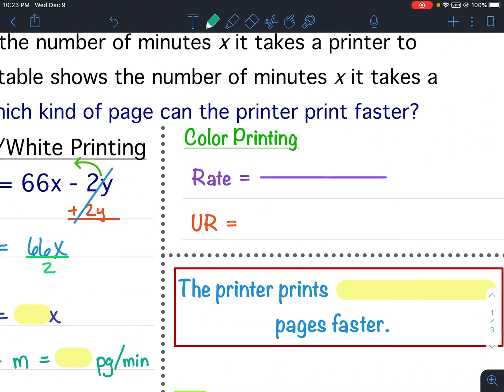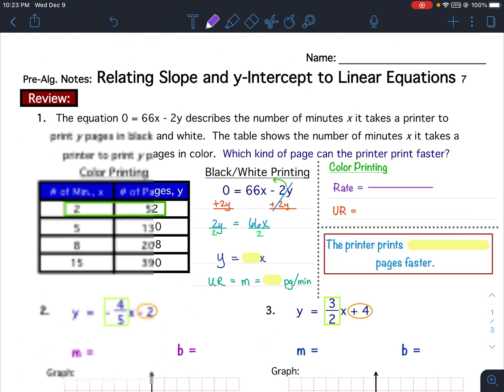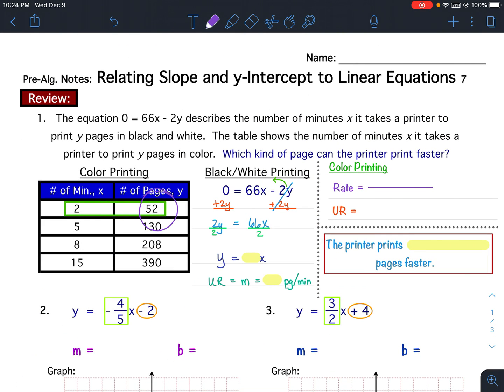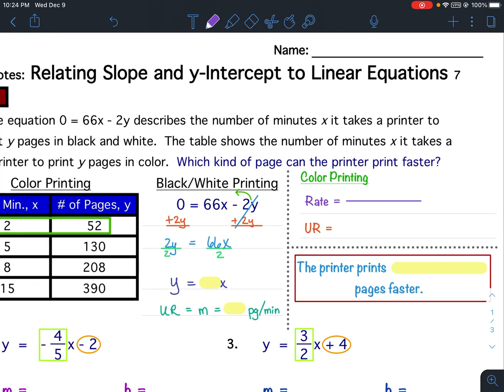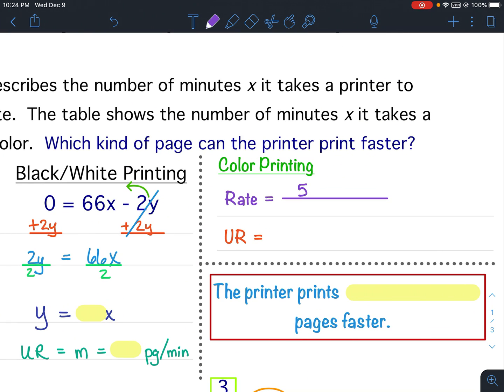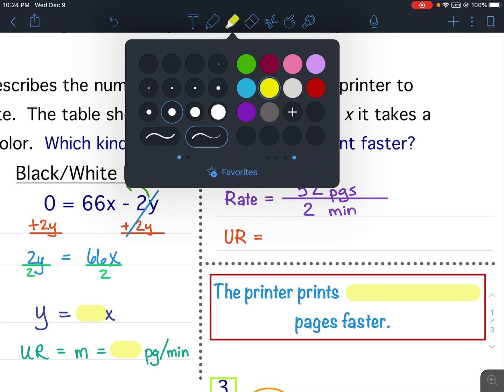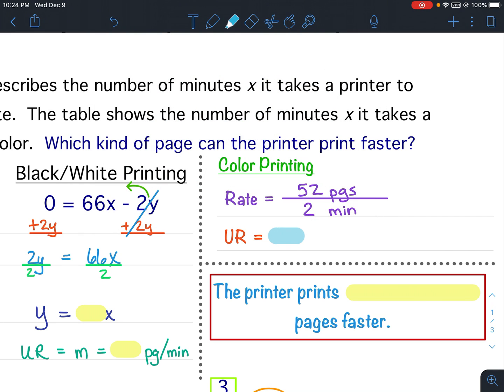So for this one, now remember, for rate, you always put y over x. So I'm going to put 52 over the 2. So this would be 52 pages over 2 minutes. So you can go ahead and divide that out. Whatever you get when you divide that out, that will be your pages per minute.